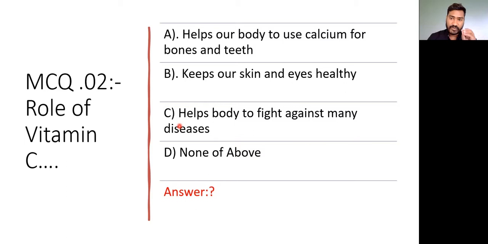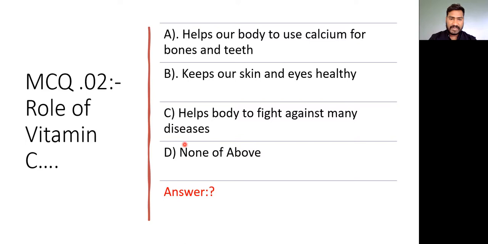So like this you have to remember the role or function of each vitamin. Vitamin D is useful for the use of calcium and for bones and teeth. For healthy skin and eyes, vitamin A. And the last one, which is your correct answer, helps the body to fight against many diseases. This is your correct answer.